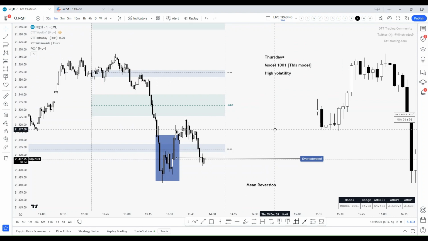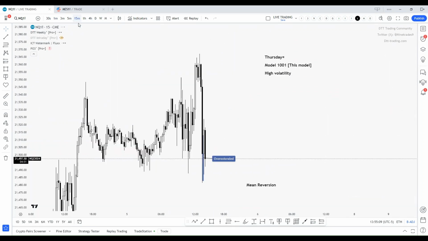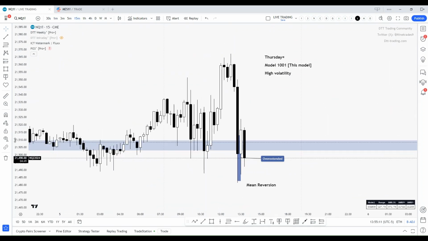Yeah, we've been tapping into this root candle on the weekly quite a bit now, I believe. As we can see there.